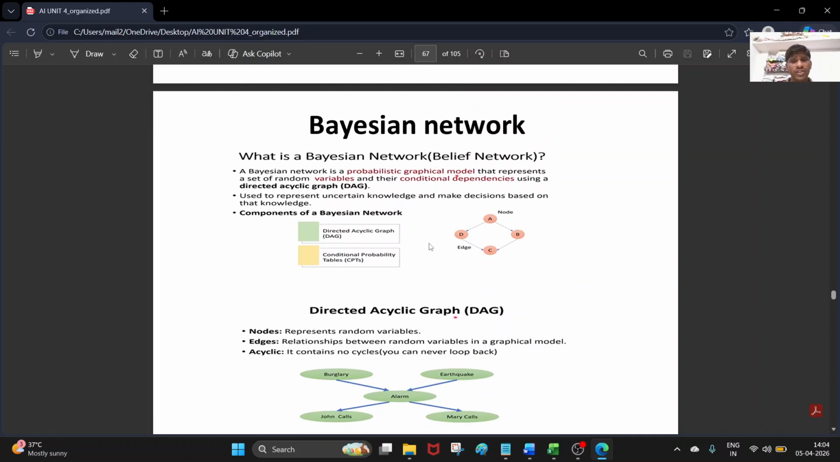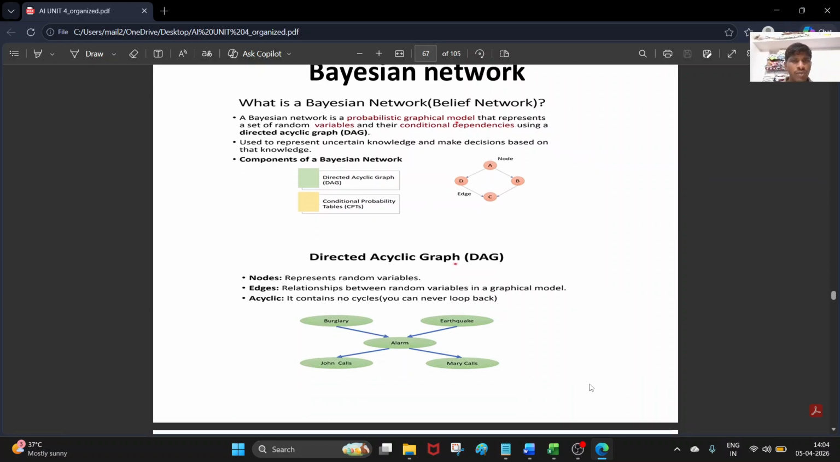Next is Bayesian network. What we have seen before is Naive Bayes classification. Now we are going to see the Bayesian network. A Bayesian network is a probabilistic graphical model that represents a set of variables and the conditional dependencies among them, and it is represented by using a DAG, that is, a directed acyclic graph. It is used to represent uncertain knowledge and make decisions based on the knowledge.